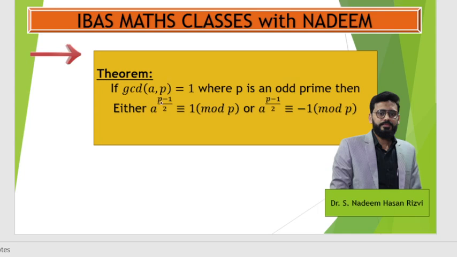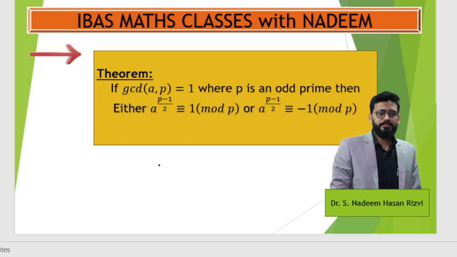In this video, we are going to prove a theorem of number theory, and the theorem is: if the GCD of a and p is equal to 1, where p is an odd prime, then either a to the power (p minus 1) divided by 2 is congruent to 1 modulo p, or a to the power (p minus 1) divided by 2 is congruent to minus 1 modulo p. So we can see in this theorem p is an odd prime.